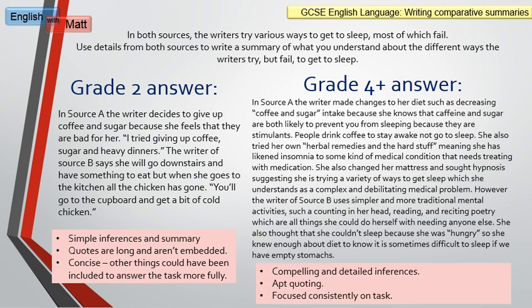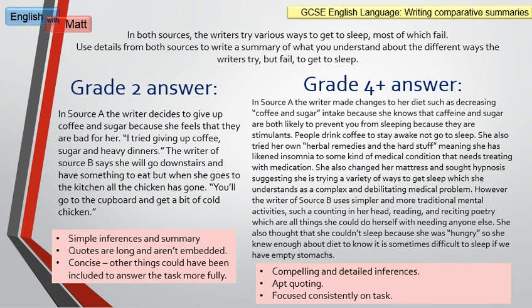It's going to be longer, of course. In source A, the writer made changes to her diet, such as decreasing coffee and sugar intake, because she knows that caffeine and sugar are both likely to prevent you from sleeping because they are stimulants. People drink coffee to stay awake, not go to sleep. She also tried her own herbal remedies and the hard stuff, meaning she has likened insomnia to some kind of medical condition that needs treating with medication. She also changed her mattress and sought hypnosis, suggesting she is trying a variety of ways to get sleep, which she understands as a complex and deep and debilitating medical problem.